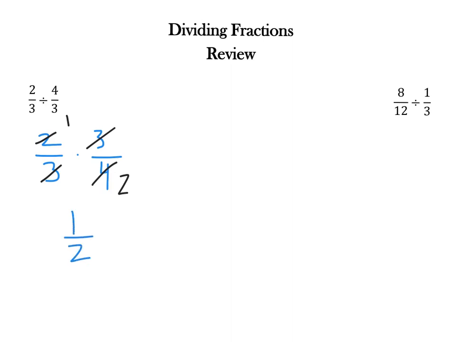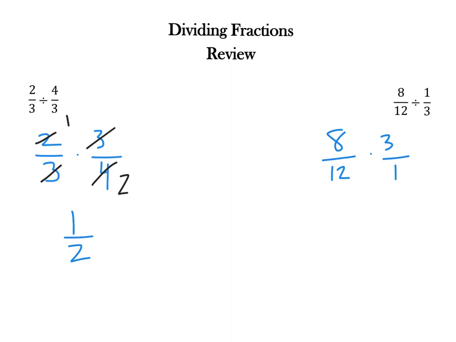Now, on this other example, this 8/12 divided by 1/3, we'll do the same thing. Keep, change, flip. So we're going to keep the first fraction the way that it is, 8/12. We're going to change the division to the inverse operation, multiplication, and then we're going to flip the last fraction as 3/1.